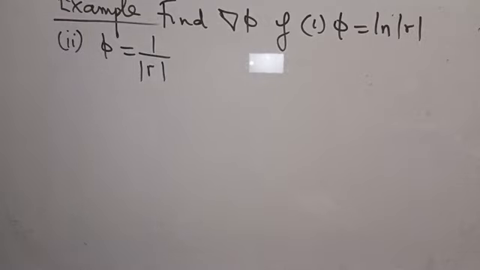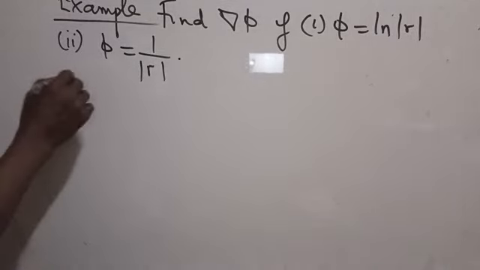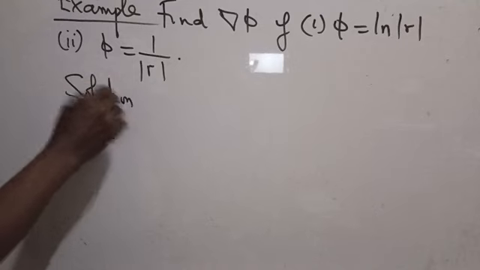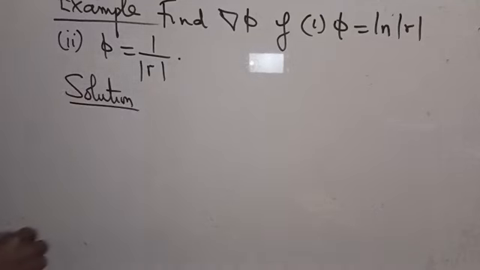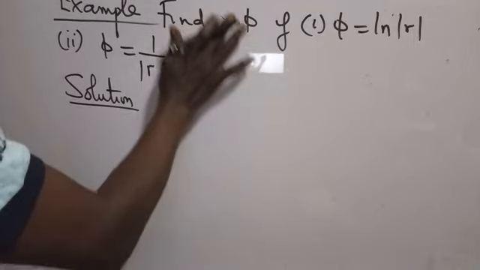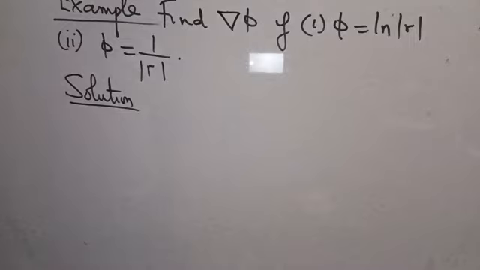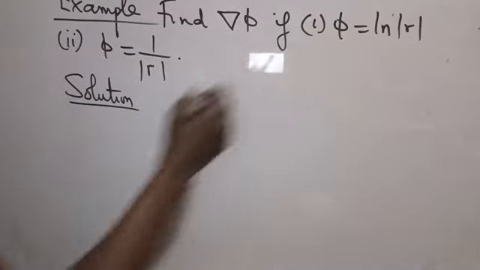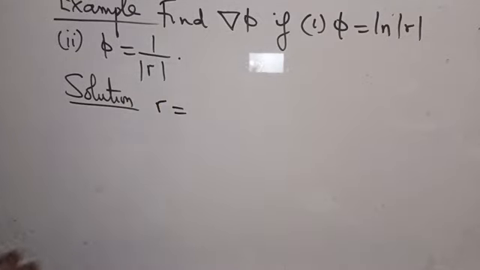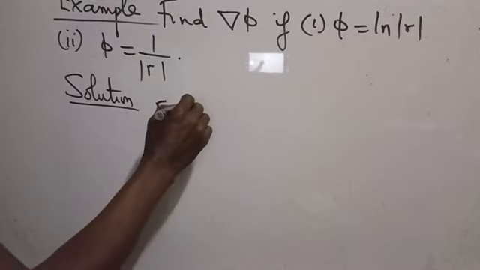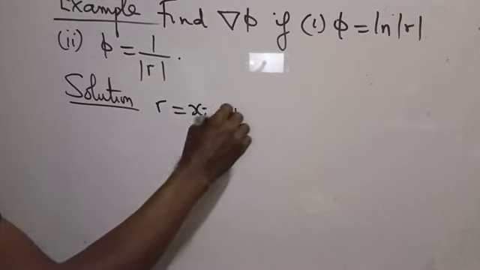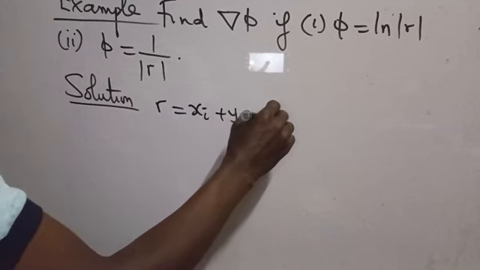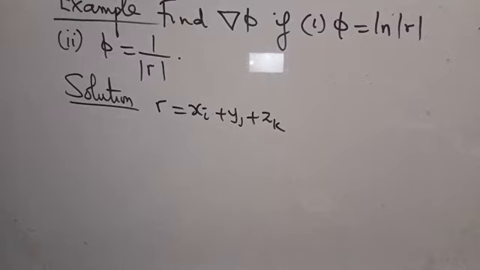Now, how do we solve this? First of all, we are made to know that phi is a scalar function from our definition, and grad of phi is a vector function. So what does r stand for? R itself, that is the vector r, is written in components as xi plus yj plus zk.